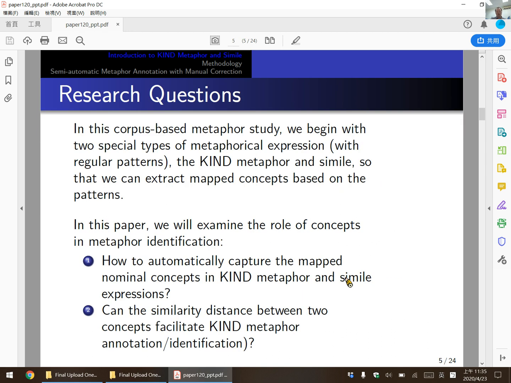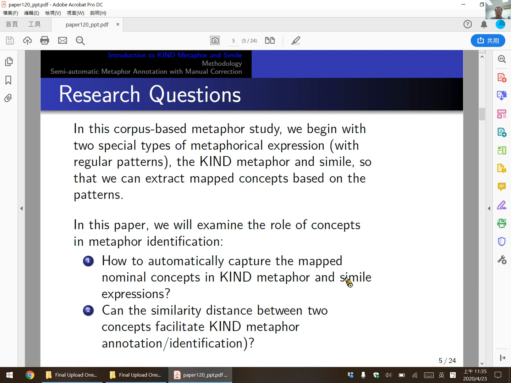Okay, let's go to our research question. In our corpus-based study of metaphor, we begin with these two special types of metaphorical expression with regular patterns, as you see, "A is a kind of B" or the simile word pattern. That's the chi-metaphor and simile. We focus on these two kinds of metaphorical expression so that, based on these patterns, we can extract the mapped concepts in the expression and do further analysis.